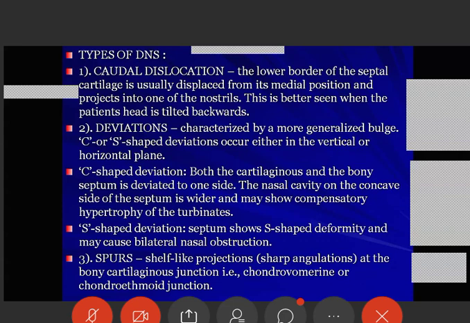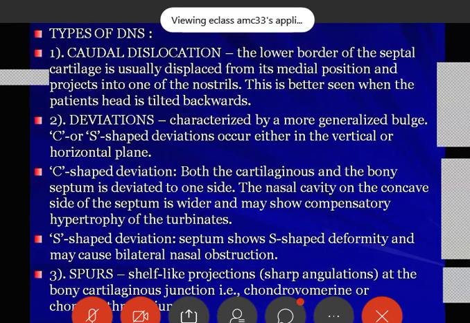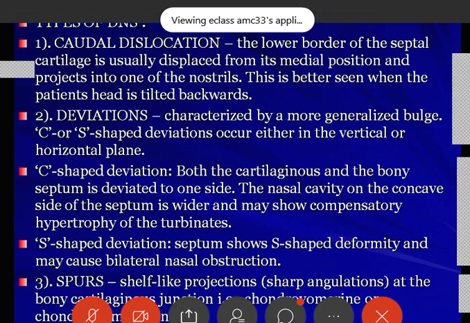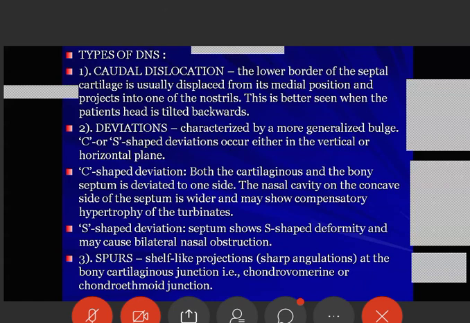So deviations may be either a C-shaped deviation or an S-shaped deviation. With a more generalized bulge, C or S-shaped deviations occur either in the vertical or a horizontal plane. Either a C in the vertical plane, a C in the horizontal plane, or an S in the vertical or a horizontal plane. Depending on that, you will have a posterior or anterior deviation, or a high or a low deviation.